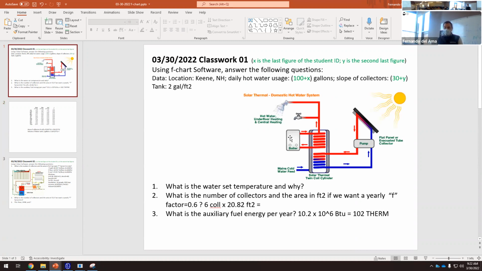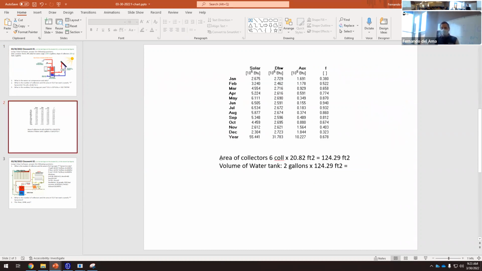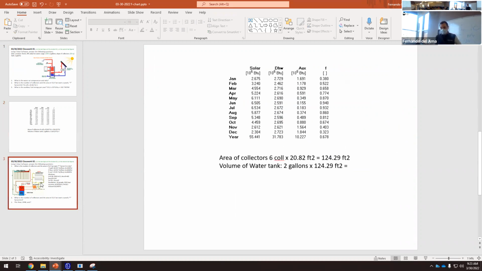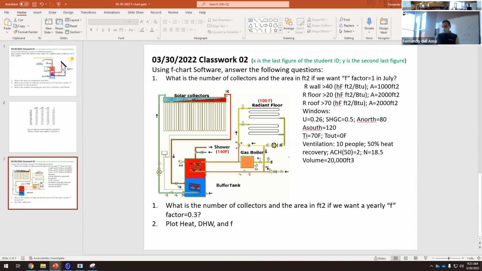Then we need a boiler. We need an auxiliary system in the event that we can't have 140 Fahrenheit. We need to connect the tank to another auxiliary system, a gas boiler or whatever, and that's it. Okay, but this is the information we need when we are calculating that, the area of collectors and the volume of the water tank. So what's next? The next classwork is we have to add a heating system.